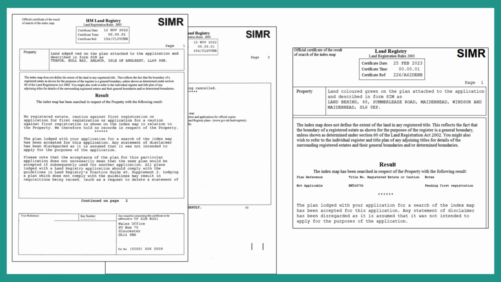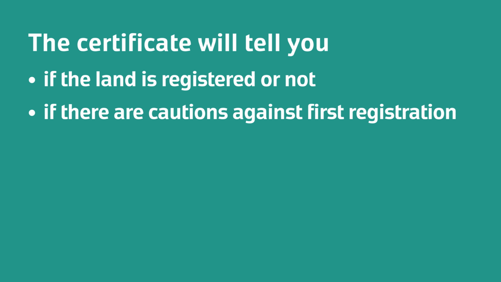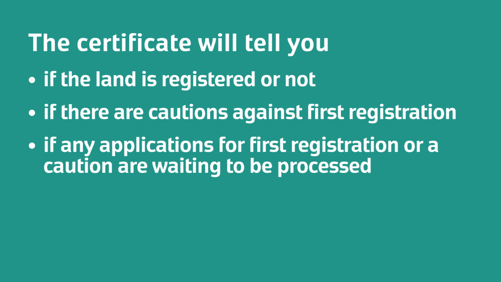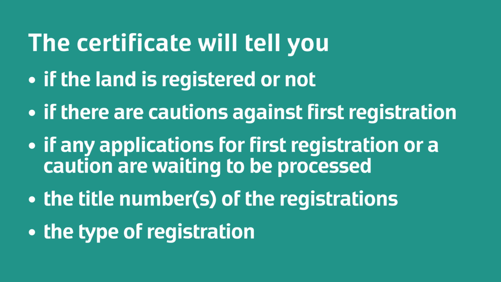The certificate will show whether or not the land searched is registered, or if anyone with an interest in the property has registered a caution against it being registered for the first time. The result will also reveal whether an application to register it for the first time or to register a caution is waiting to be processed. It will state the title numbers, type and tenure, freehold or leasehold, of property registrations revealed by the search.